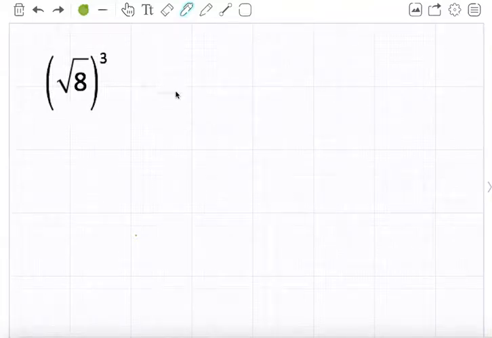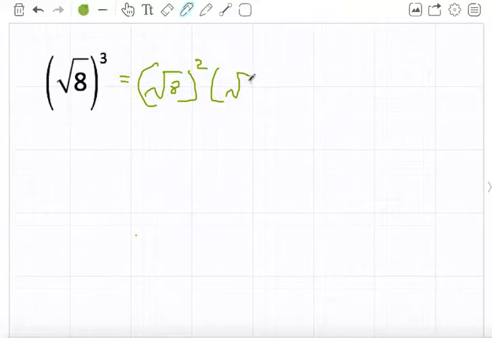Second part of looking at surds, and we're just going to look at how we can simplify some surds. Now we've got the square root of 8 cubed. Now if I rewrite that as the square root of 8 squared times the square root of 8, makes it quite easy to simplify. The square root of 8 squared is 8. And this leaves me with the square root of 8.